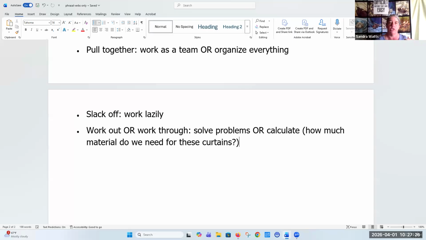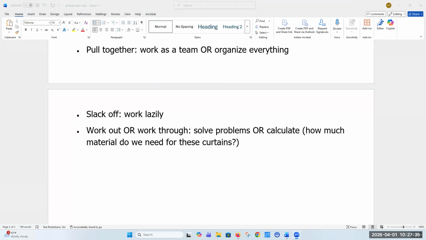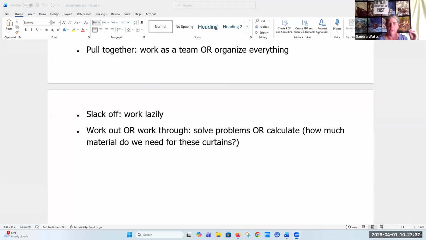So when your children are doing 2 + 2 = 4, that's a calculation. So you're working out how much of this do I need? What do I need for this?